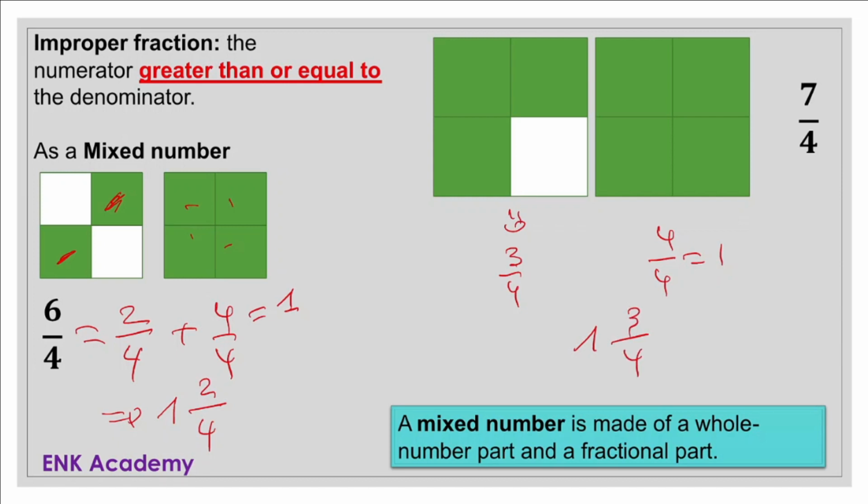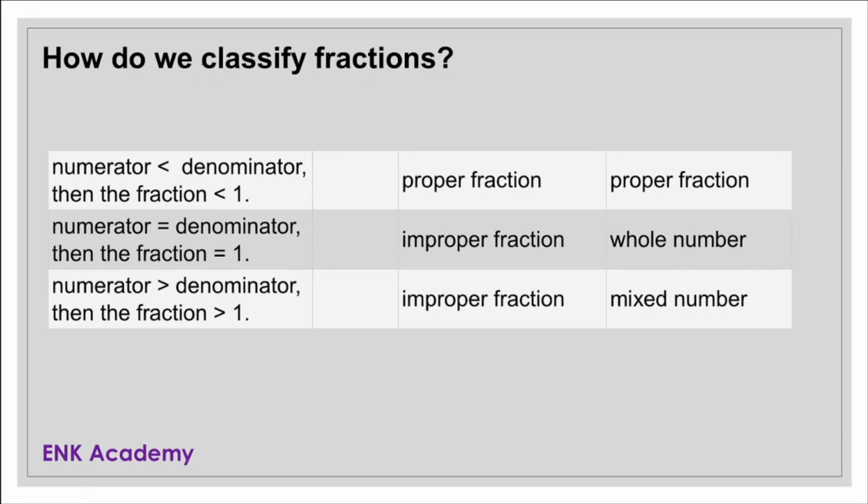So a mixed number is made of a whole number, in this case 1, and a fractional part, in this case 3 over 4. So how do we classify fractions?